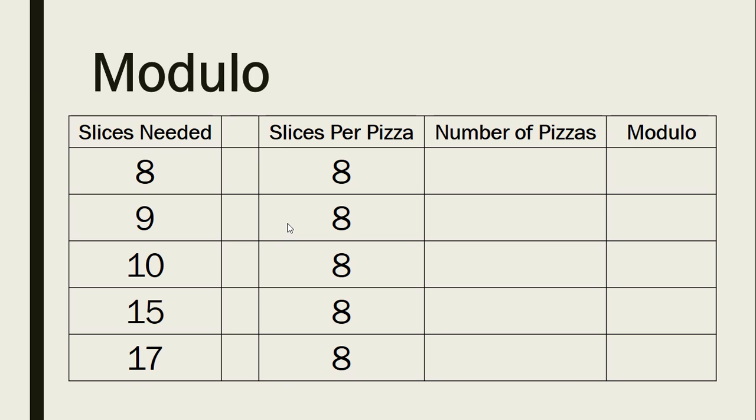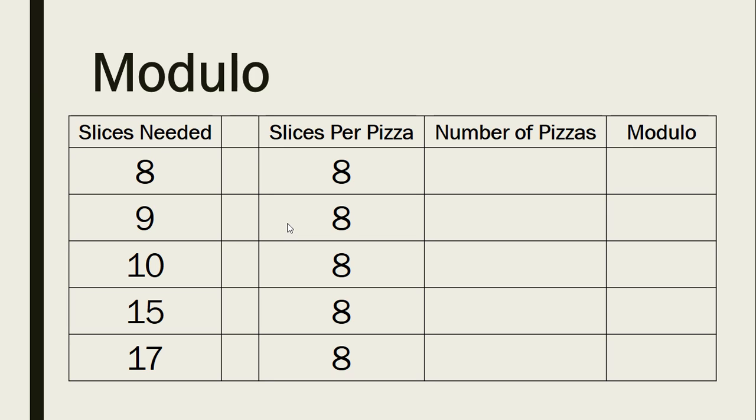All right, let's take a look here, and this is a little bit more applicable to what you'll be doing actually in App Inventor. We know that there are 8 slices of pizza in a whole pizza pie. So if I need 8 slices, and again, we're just keeping that number at 8 for all of them, how many pizzas do I need? Well, I need 1 pizza pie. What's the modulo? Well, the modulo was 0 because it went into it evenly.